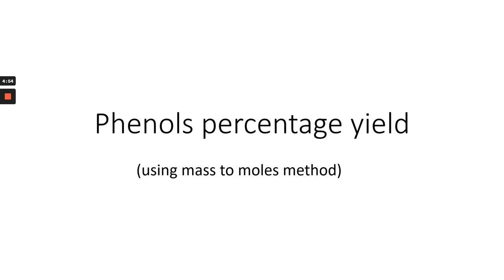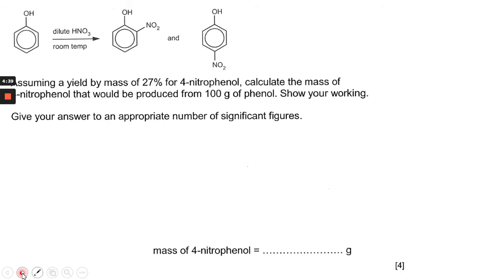It's an aromatics-based question, so it's a part of a question on phenols, but it's using the mass to moles method. There is another method where you just stick with masses, and I'll explain in a little moment when we look at the mark scheme at the end. So I'm just going to pop the laser pointer on so that I can point at things as we talk.